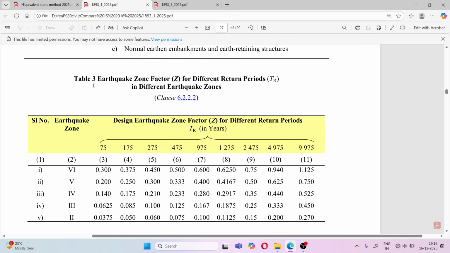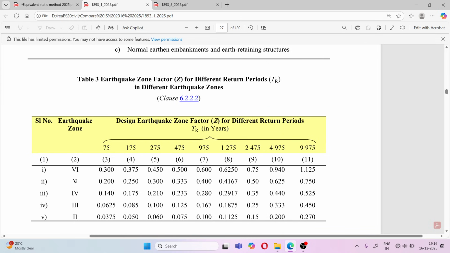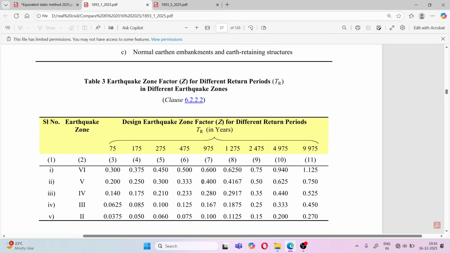So here you can see Table 3. In Table 3, earthquake zones are given. As you can see, one extra zone is there. Previously zones 2, 3, 4, 5 were there. Now a 6th zone is added. Okay. So here you can see our zone is the fifth zone, which is given in the problem, and the return period is 975 years. So we have to see this value, 0.0400. Okay.